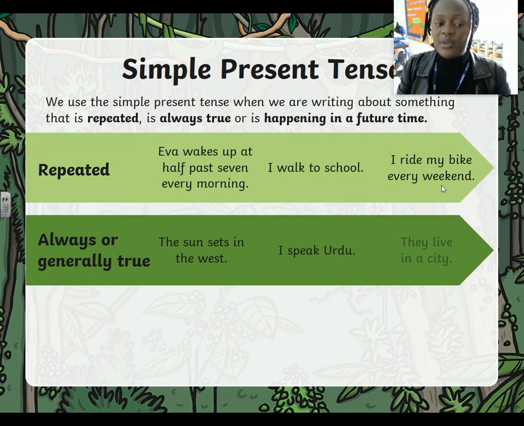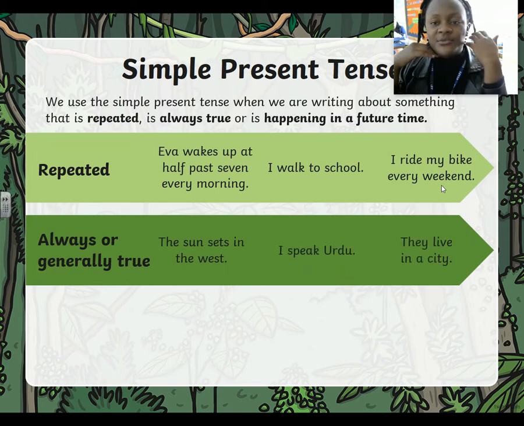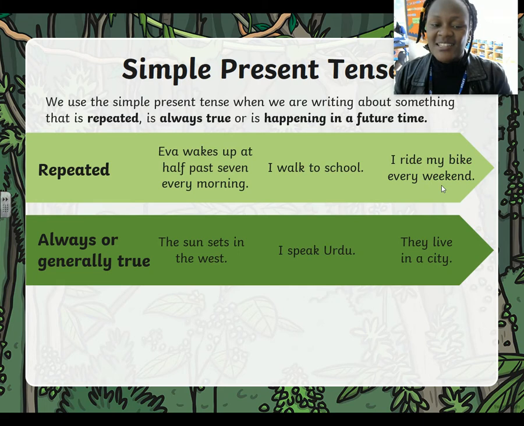Something that is always or generally true. It is very true that the sun sets in the west. It is true that I speak Urdu. Do you think it's true? It's true that they live in a city.